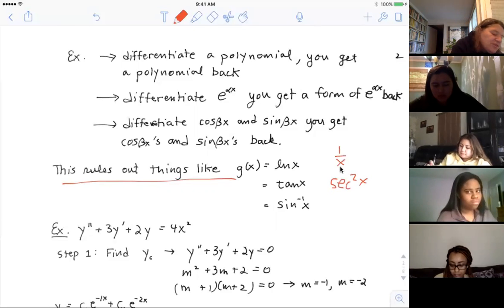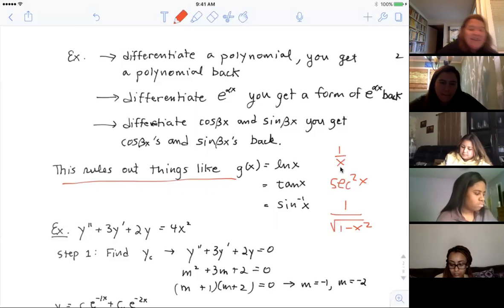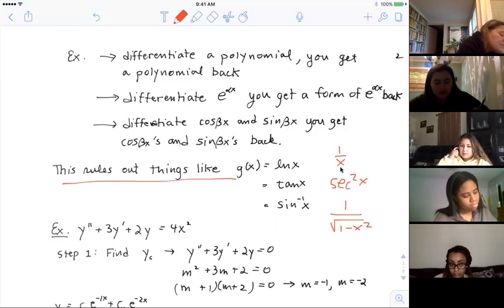If I differentiate inverse sine, it's 1 over the square root of 1 minus x squared. Definitely didn't come back to me as inverse sines. It didn't even come back to me with things with sines in it. Okay, so these are things we are not going to be able to use this method on. Later on, we'll figure out another method to do those.